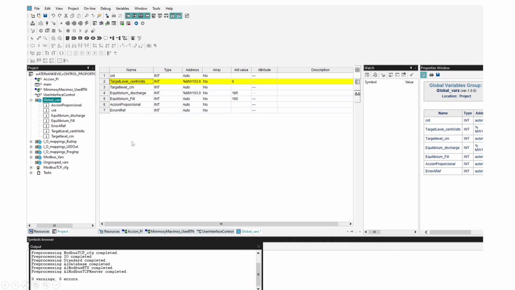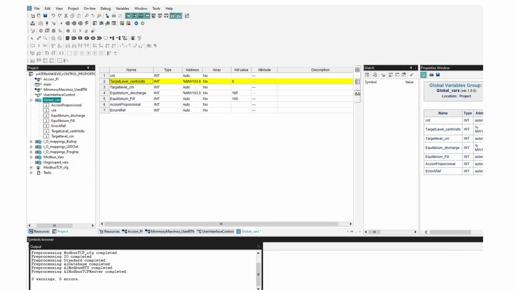Next, what we will do is go to global variables, and we will also declare a couple of variables, which are here in number 2 and number 3. Number 2 is target level centivolts. So in this variable, we will store the target level of the height of the reservoir. The difference between 2 and 3 is just the units. In the case number 2, we will store this height in centivolts.